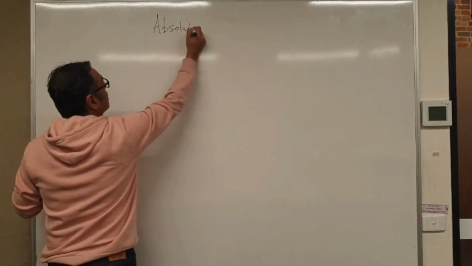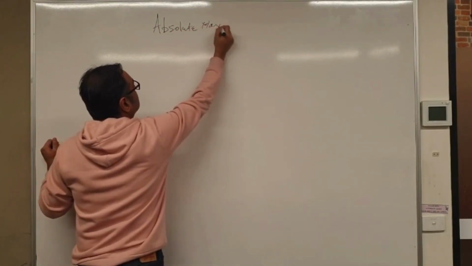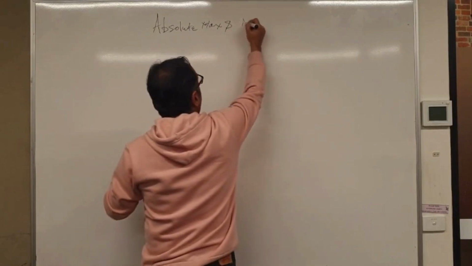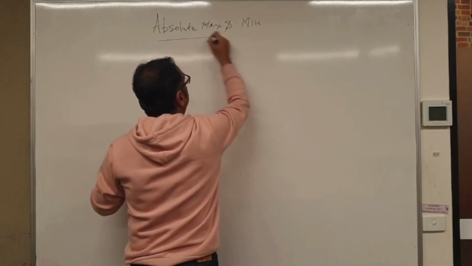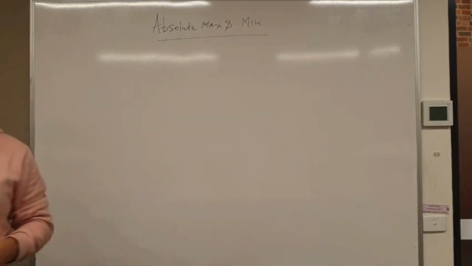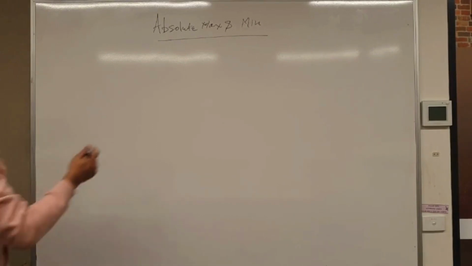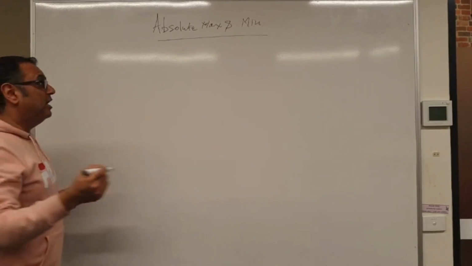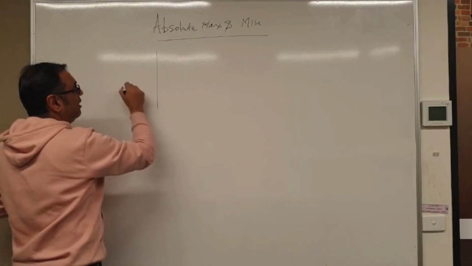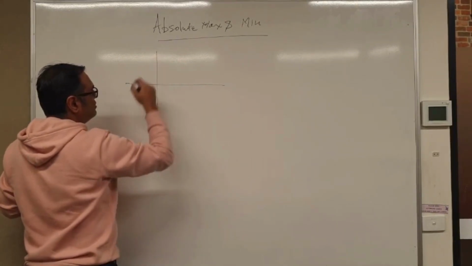Absolute, max and min. Now, let's say you have a graph like this, and I explained it to you last time as well. Let's say I'm just making a graph.